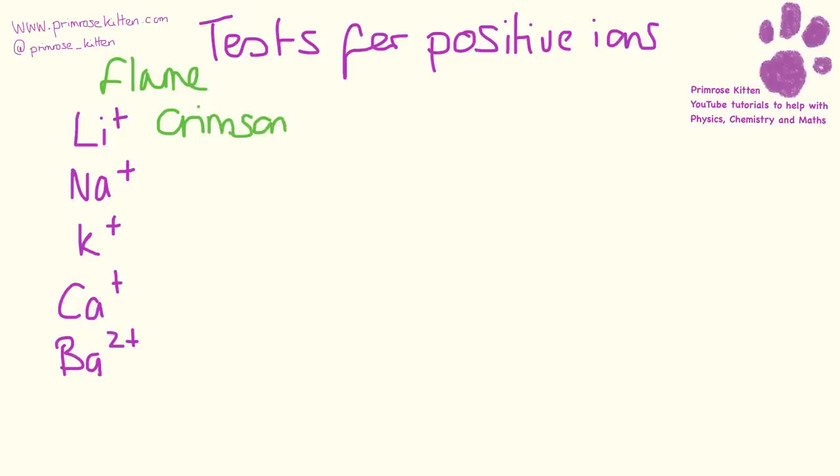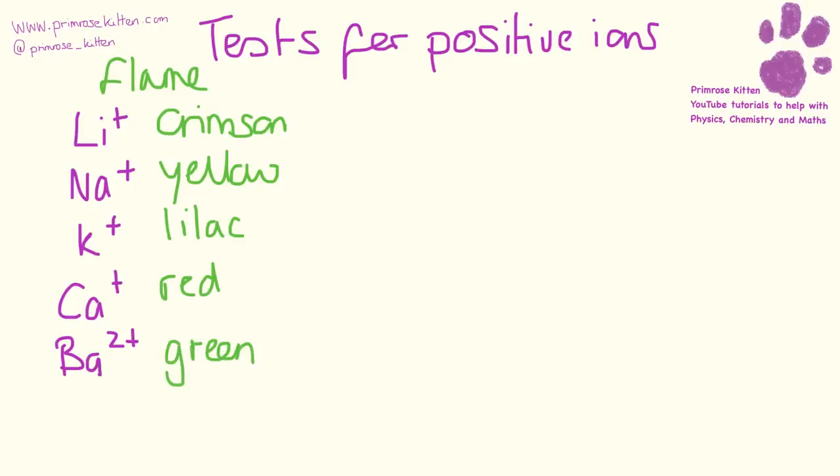So lithium goes crimson, sodium yellow, potassium is a lovely lilac colour, calcium goes red, notice different from the crimson or lilac, and barium goes green, even though it's basically impossible to see in the lab.